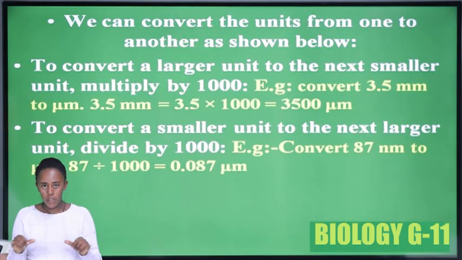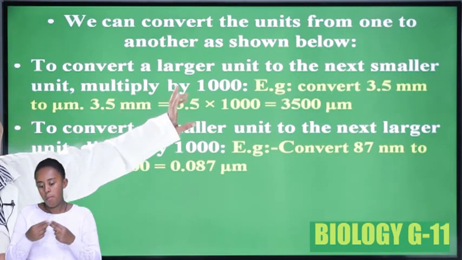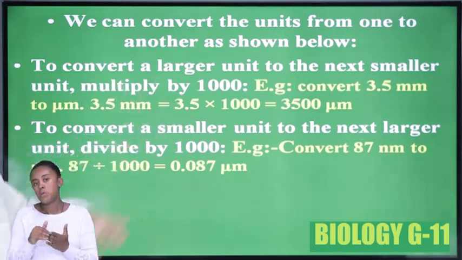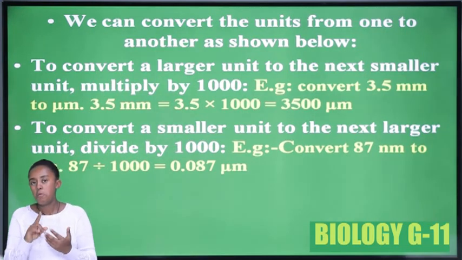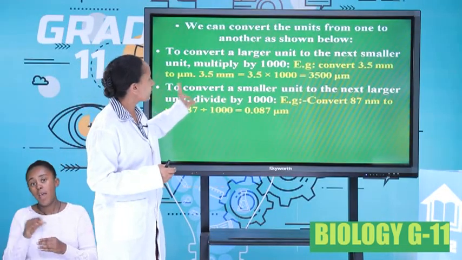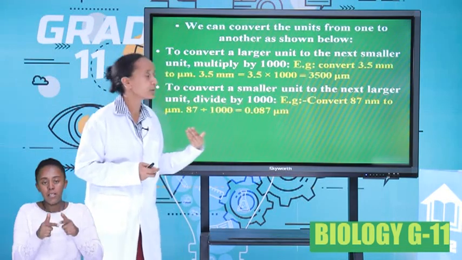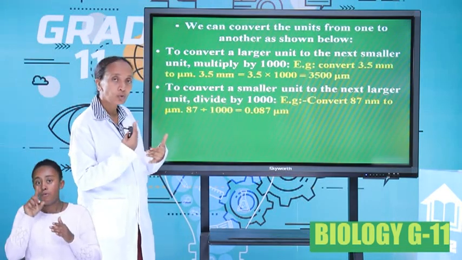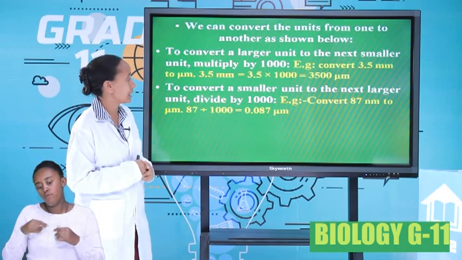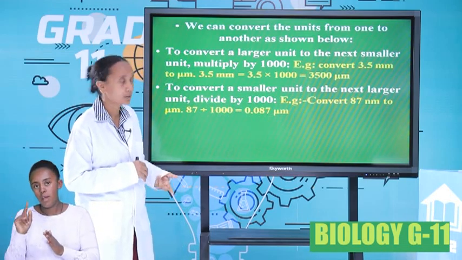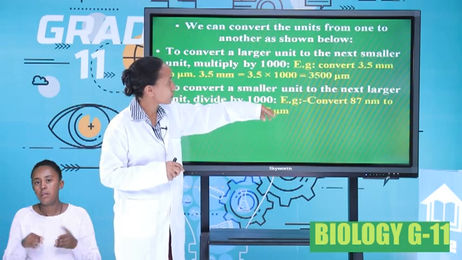For the next smaller unit, you simply multiply by 1000. This is very simple and elementary mathematics. And to convert smaller units to the next larger unit, you have to divide the number by 1000. Let's see an example in both cases.